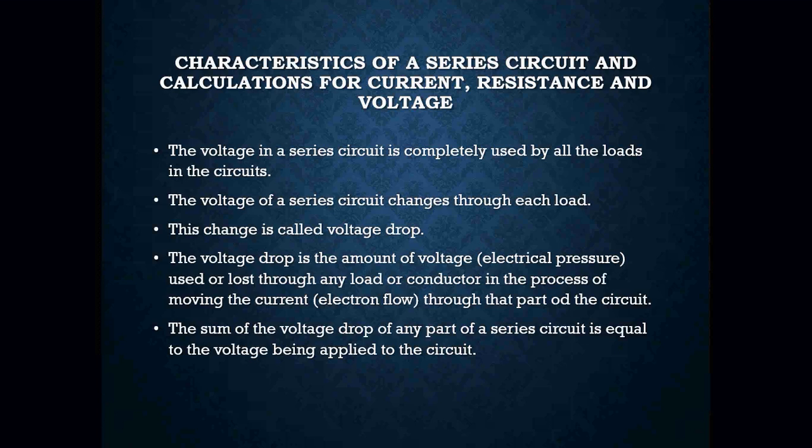The voltage drop is the amount of voltage used or lost through any load or conductor in the process of moving the current through that part of a circuit. The sum of the voltage drops of all parts of a series circuit is going to be equal to the voltage being applied to the circuit. So when you're going across each of your loads, load 1, load 2, load 3, if you take those readings, it should add up to your source voltage.